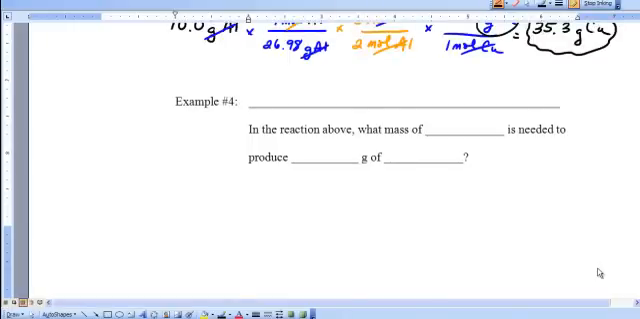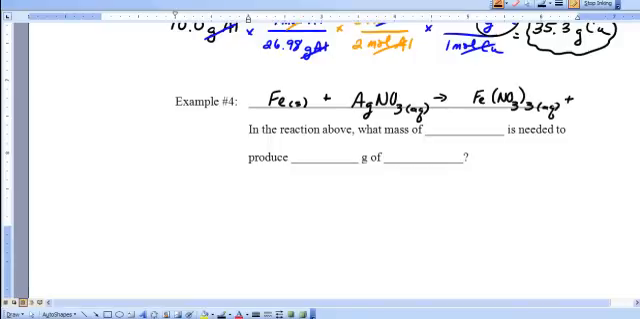All right, we're moving on to example number 4 now. In this particular reaction, we're going to take a look at the reaction where solid iron reacts with silver nitrate, which is in solution, AQ, to produce iron 3 nitrate, Fe(NO3)3, which will be in solution, AQ, plus silver metal.